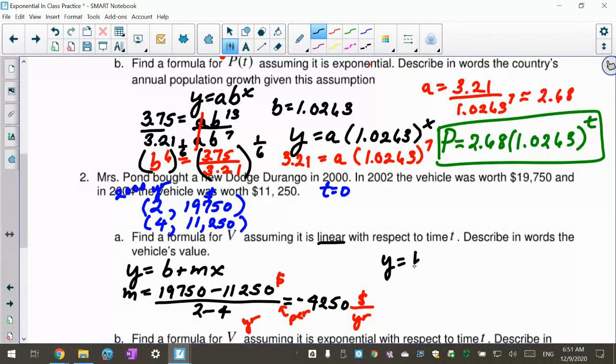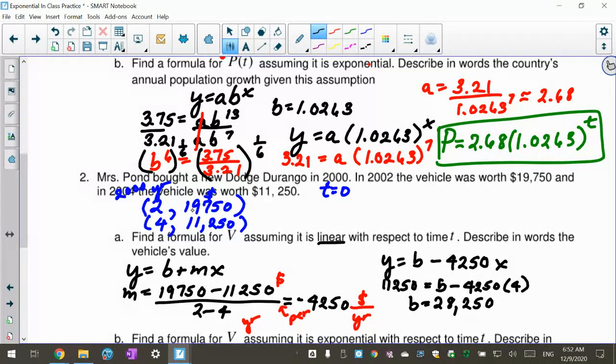Now I have to find my initial value, or what I paid for it. So I say y equals b minus 4,250 per year. And then I'm going to plug in one of the points. It doesn't matter which one you pick. Let's pick the 11,250. Doesn't matter. So 11,250 is my y, equals b minus 4,250 times 4. Multiply those two together and add them to the other side because you're trying to solve for b. And when I do, I get 28,250. Now, I knew that had to be more than this because remember, it's decreasing every year.